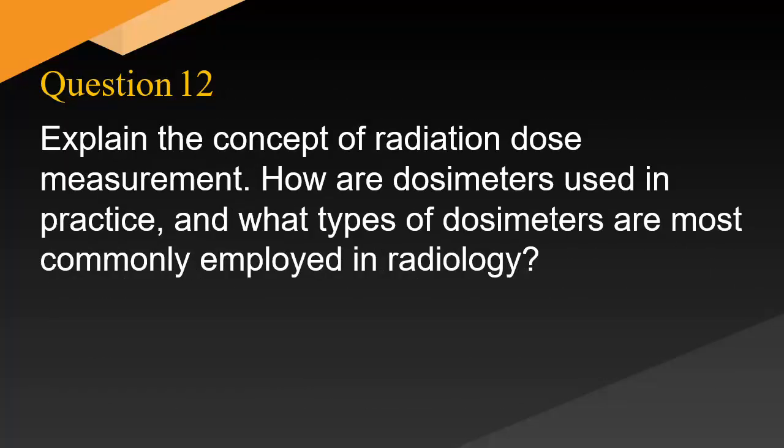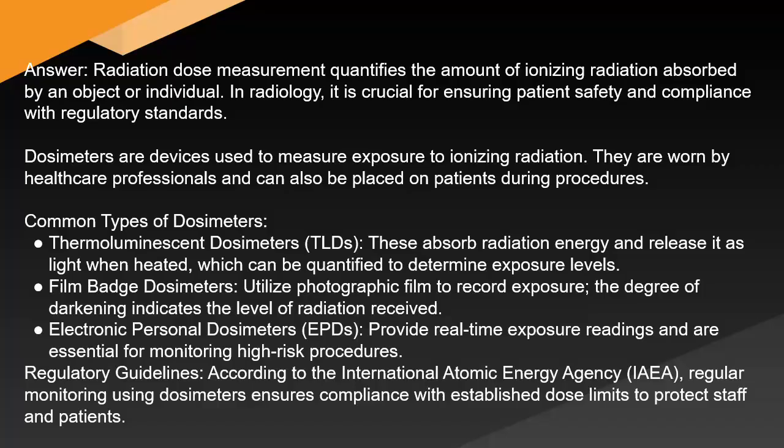Explain the concept of radiation dose measurement. How are dosimeters used in practice, and what types of dosimeters are most commonly employed in radiology? Answer: Radiation dose measurement quantifies the amount of ionizing radiation absorbed by an object or individual. In radiology, it is crucial for ensuring patient safety and compliance with regulatory standards.